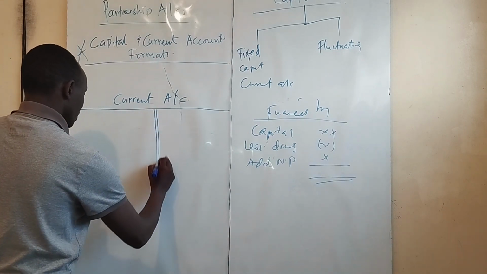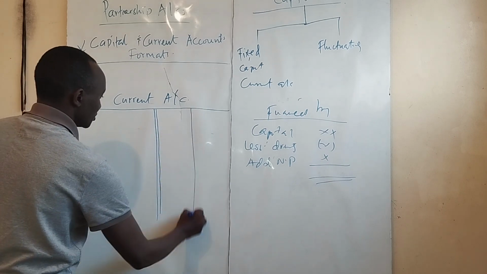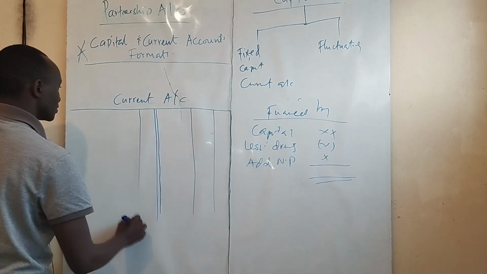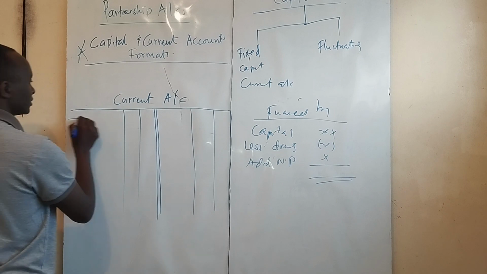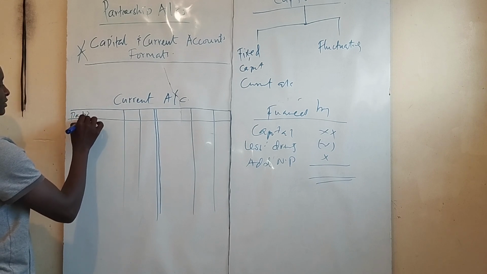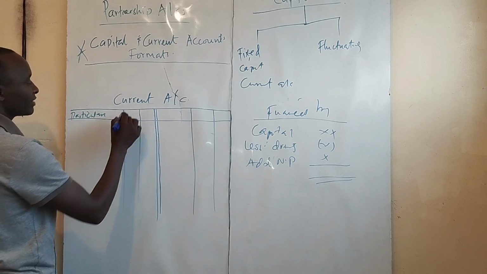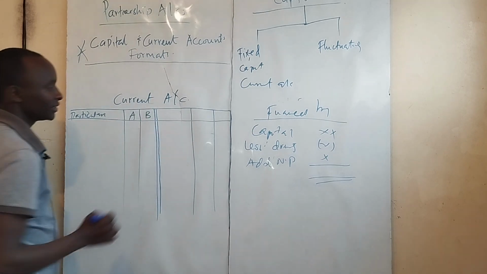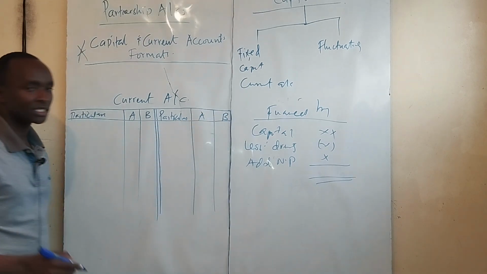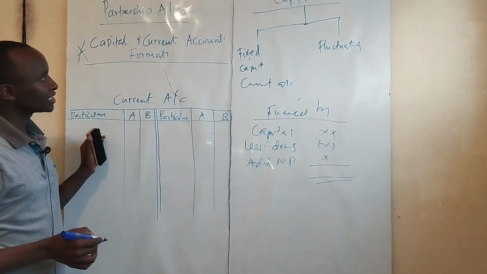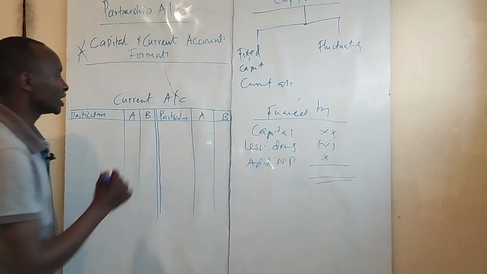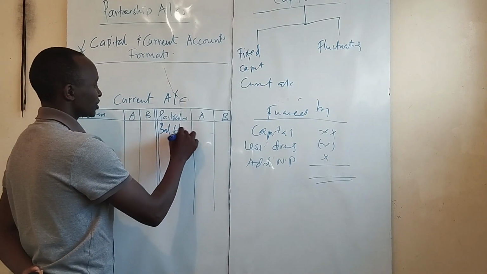You put 2 lines, and then maybe you have 2 partners. We have 2 partners. So this is the column of particulars. And maybe you have partner A and partner B. Just like in the capital account, you have balances brought down. This one also has got balances brought down.